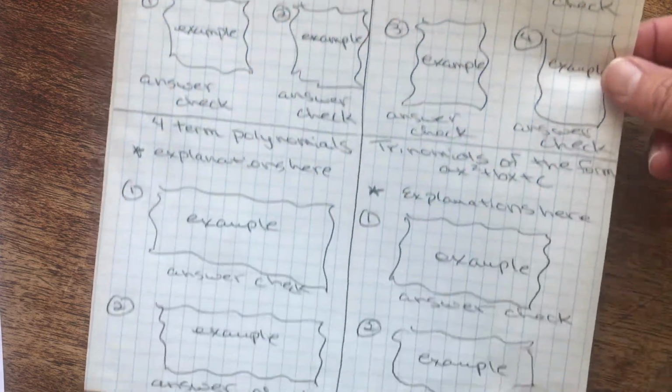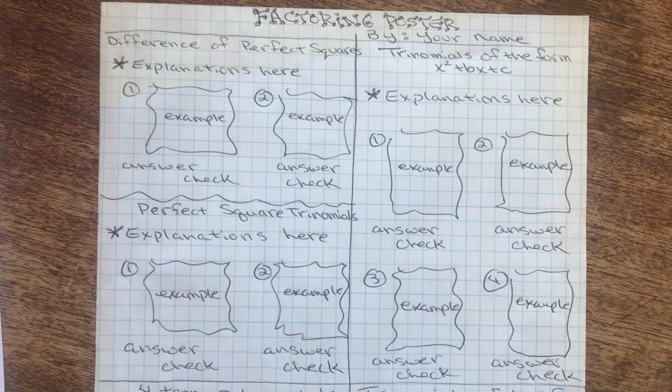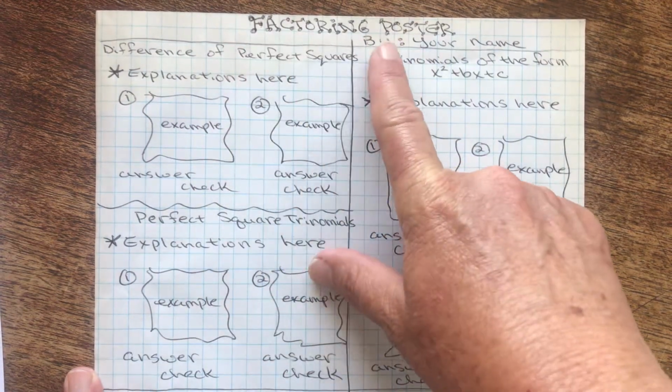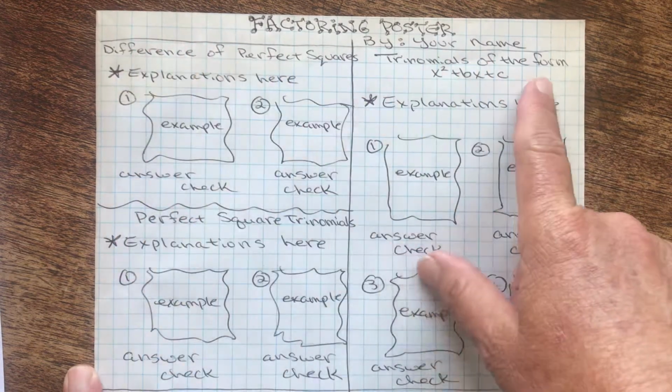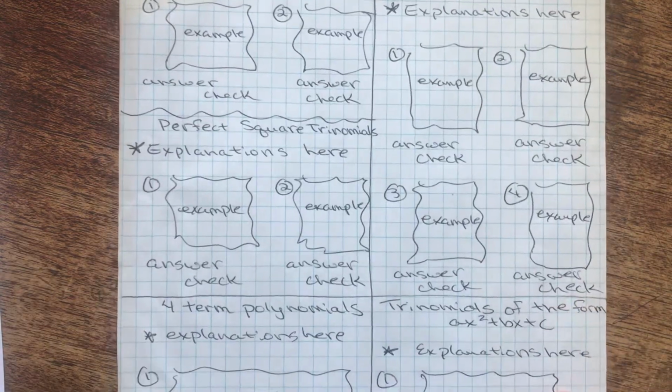It's one piece of paper, one side only, nothing on the back. If you write really small, really pretty small writing, this is probably the way to go. The factoring poster has a title at the top, your name. It's broken down into 4 main parts.